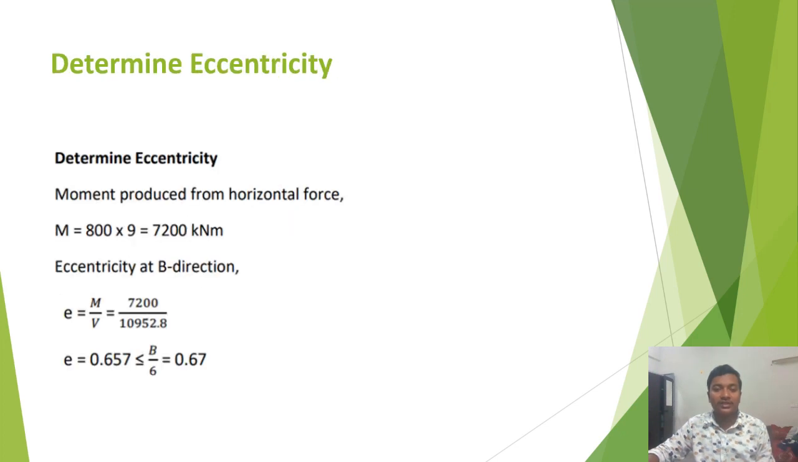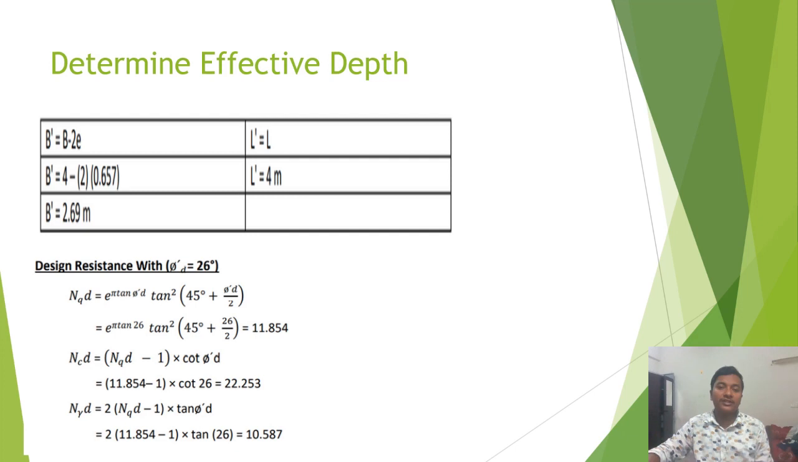So at first we have to determine the eccentricity. We got the eccentricity value as 0.657, and that is less than the B divided by 6 value. The B divided by 6 value is 0.67. Then after that we have to determine the effective depth. After that we have to do the design resistance.